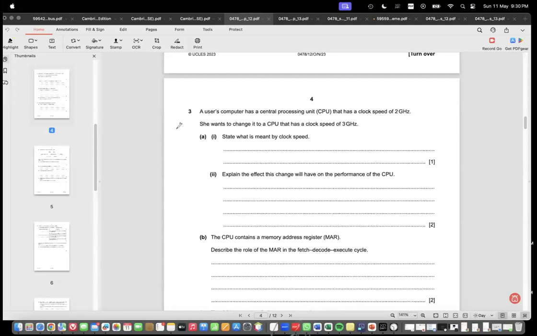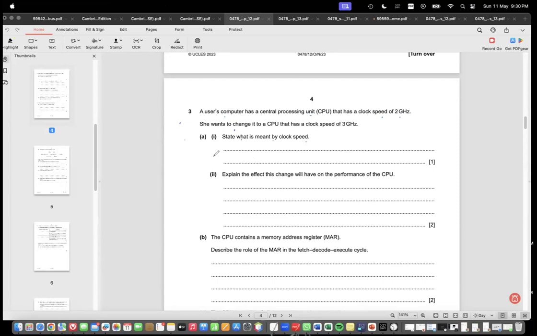It is another paper from IGCSE. What is meant by clock speed? A user's computer has a CPU with a clock speed of 2 gigahertz. He or she wants to change it to 3 gigahertz. So what is meant by clock speed?